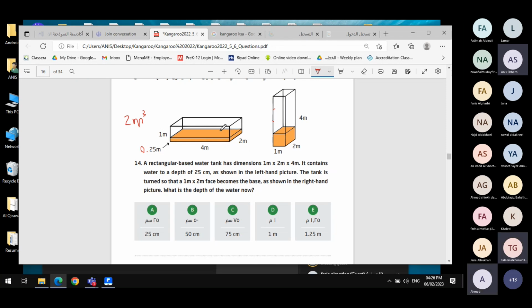We only care about this liquid, the 25 centimeters. So, teacher, for the second one, if I'm not wrong, we're just going to do 2 times 1 times something, will it be equal?